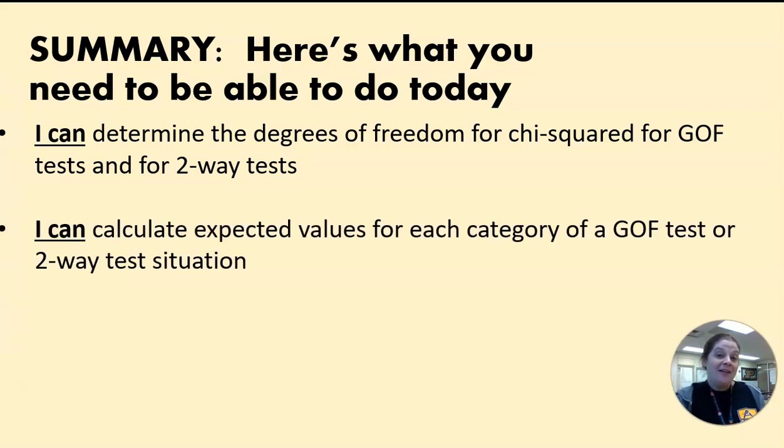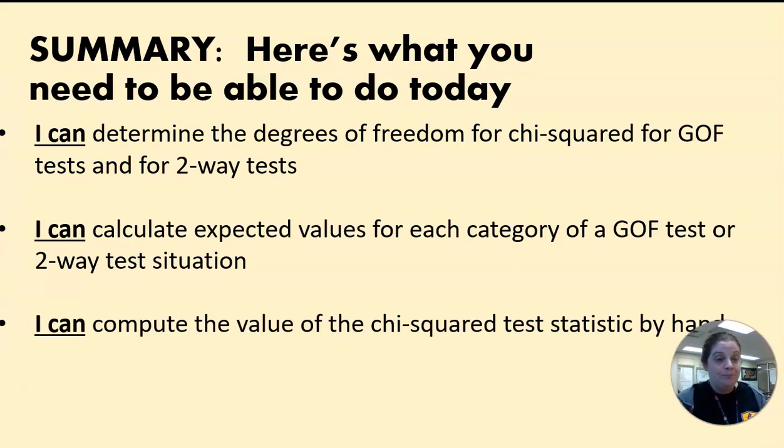You need to be able to calculate expected values for a goodness of fit test or a 2-way test situation. So in a goodness of fit test, you're just taking like, okay, if it's supposed to be 20% in this category, I take 20% times the sample size. In a 2-way test, you're going to do row total times column total divided by total total.